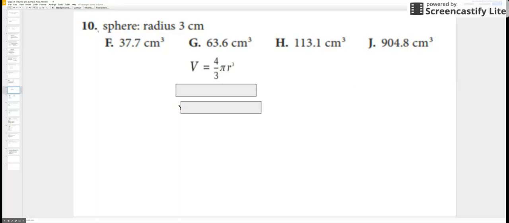Okay, this is question 10. You're finding the volume of the sphere given the radius is 3 centimeters. The volume of a sphere, which is given to you, is 4/3 pi r cubed. So we're just going to plug in our numbers: 4/3 times 3.14 times your radius, which is 3 cubed. 3 times 3 times 3. Put that all in your calculator, and you should get about 113.1 centimeters cubed.